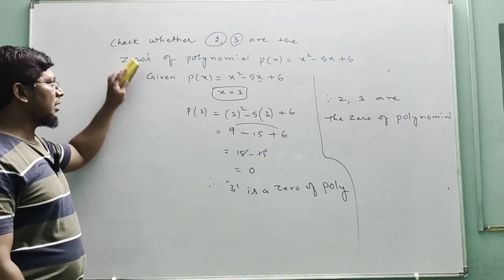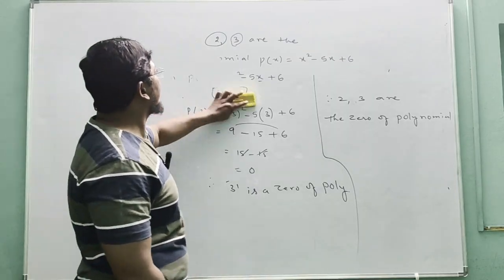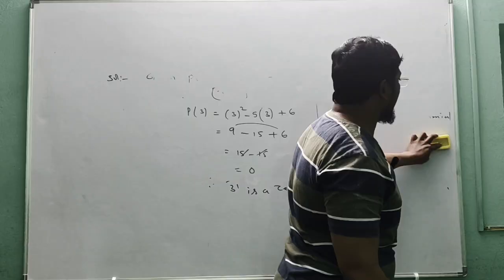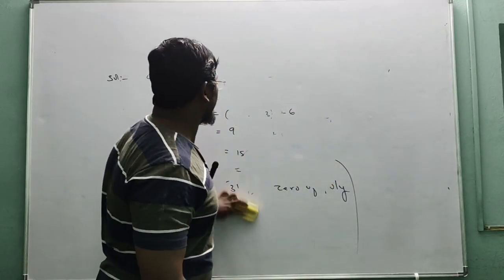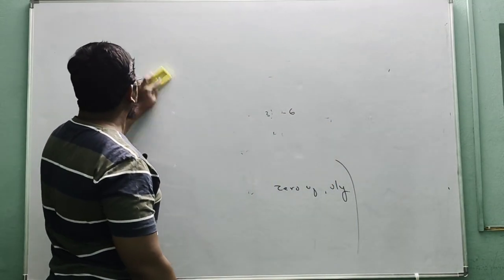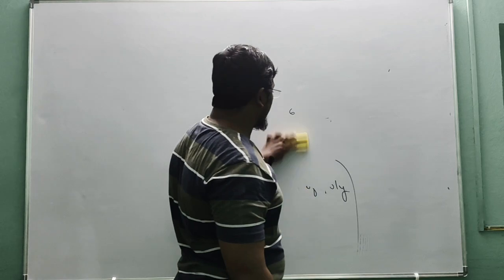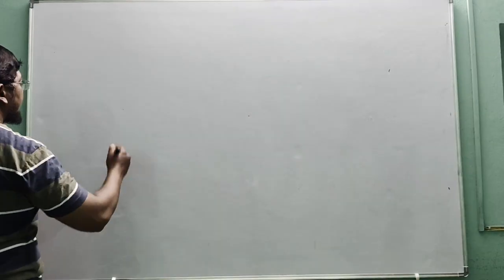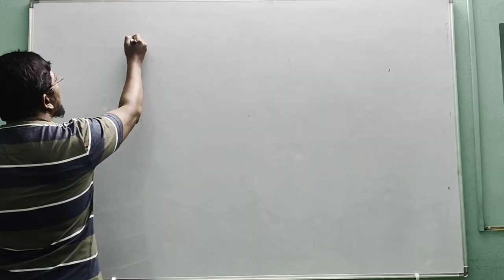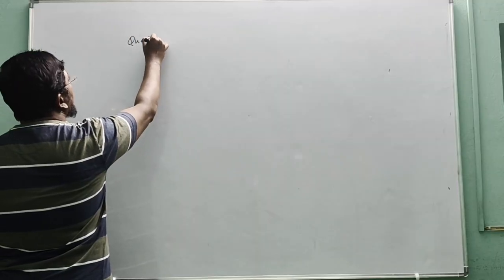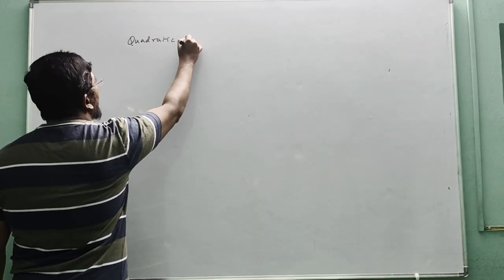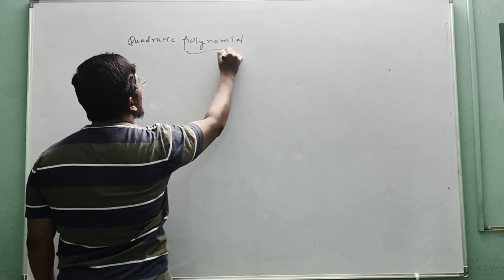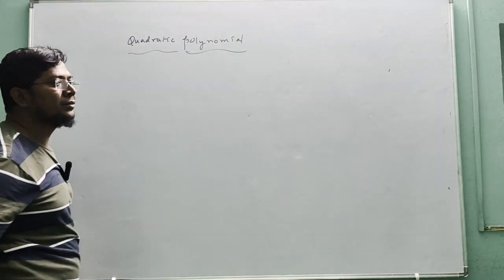Our second topic is form the quadratic polynomial whose zeros are given. How to form the quadratic polynomial? Quadratic polynomial means a polynomial whose degree is 2.